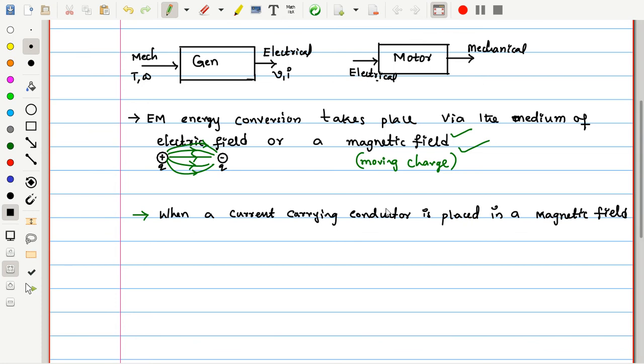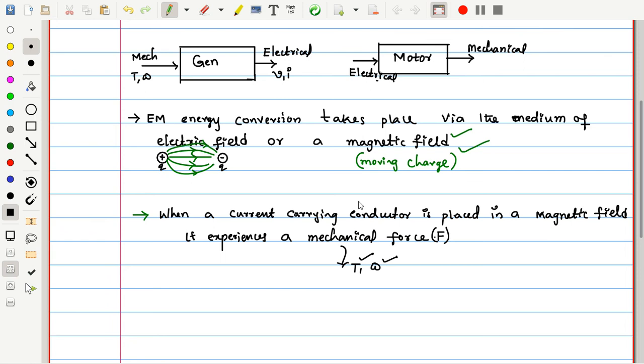So what happens when a current carrying conductor is placed in a magnetic field? It experiences a force, a mechanical force, let us say F. Thereby this mechanical force results in a torque and acceleration or speed. That means when a current is supplied to a conductor, it results in torque and speed.